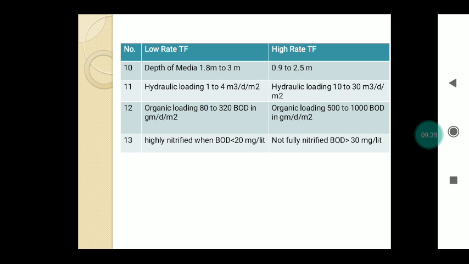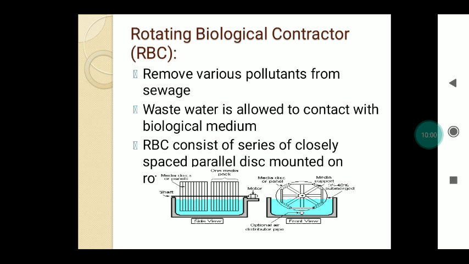If it is highly nitrified, the BOD is less than 20 mg per liter for the low rate trickling filter, and we call it not fully nitrified when the BOD is greater than 30 mg per liter. That's all about the low rate trickling filter and high rate trickling filter. This is the major difference between these two filters.